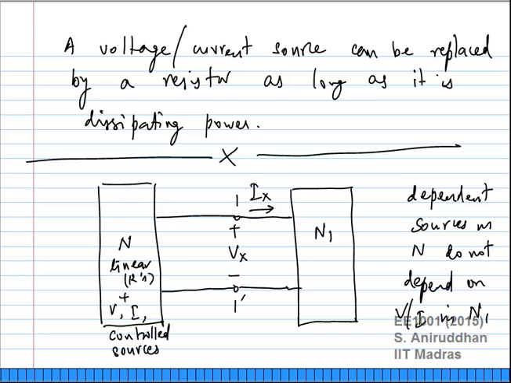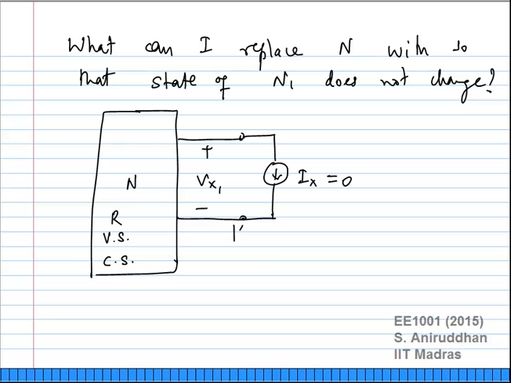Now, what we did was we replaced N1 with Ix. There is no specific reason to replace N1 with Ix across terminals 1, 1 prime. We know that we could very well have replaced it with what? With a voltage source of value Vx. Correct? Because what does the substitution theorem tell you? You can replace it either with a voltage source of Vx or a current source of value Ix, but not both obviously. What happens if you replace it with a voltage source?